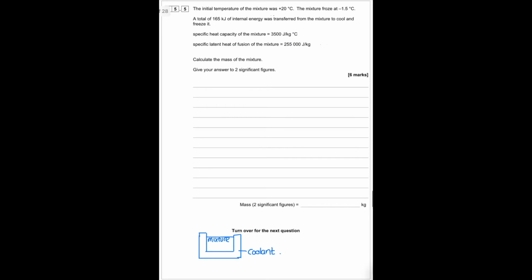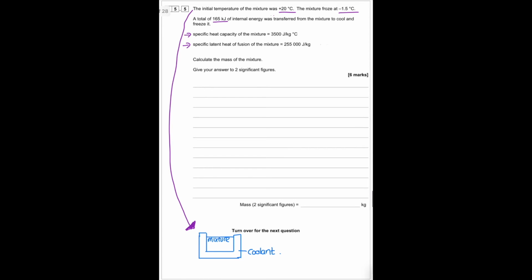The initial temperature of the mixture is 20 degrees Celsius and the mixture freezes at minus 1.5 degrees Celsius. So this question is in relation to this diagram here, where we have a mixture which needs to cool in order for it to solidify and become ice cream. The total amount of internal energy that's transferred from the mixture to the coolant for it to freeze is 165,000 joules of internal energy. The specific heat capacity of the mixture is 3,500 joules per kilogram per degree Celsius.